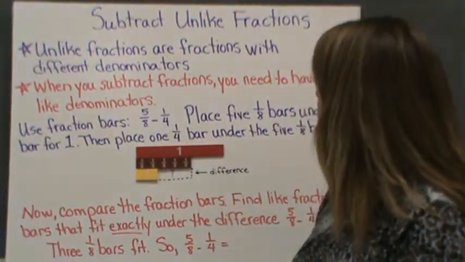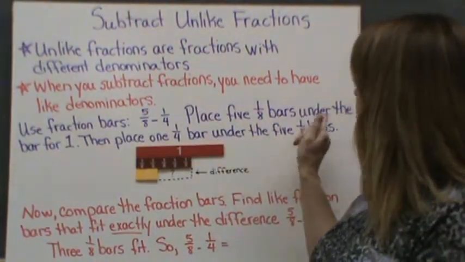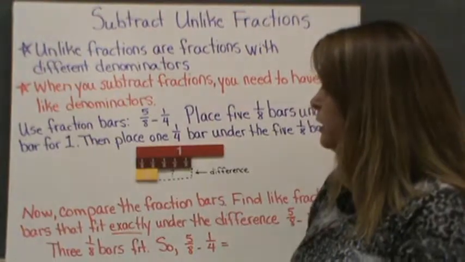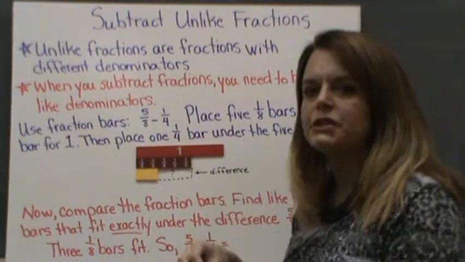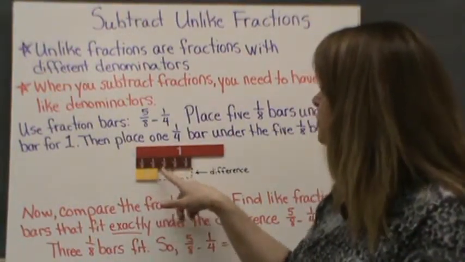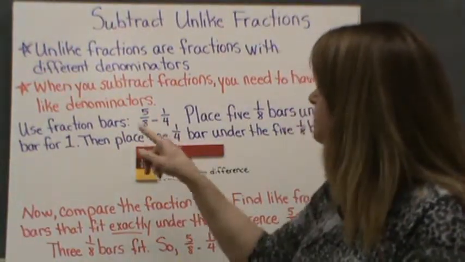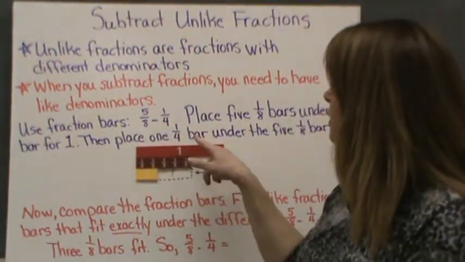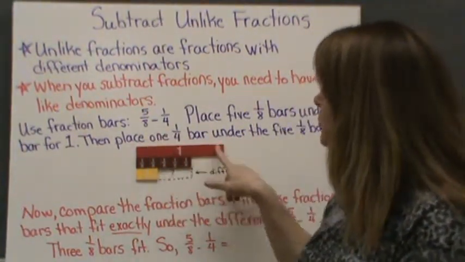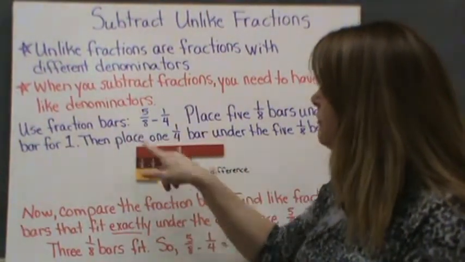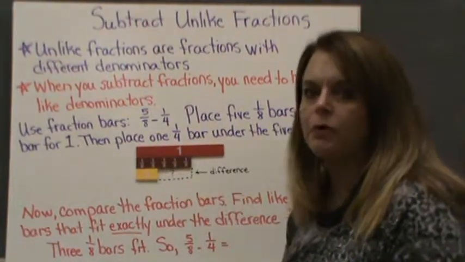Well, the first thing you're going to want to do is put your 1 bar down and place 5 1/8 bars under the bar for 1. So I have my 1 bar and I have 5/8. I've reached into my bag and found 1, 2, 3, 4, 5 1/8 pieces. So that's 5/8. Then place 1 1/4 bar under the 5 1/8 bars. So I have my 1, my base, 5/8, and 1 1/4 piece.